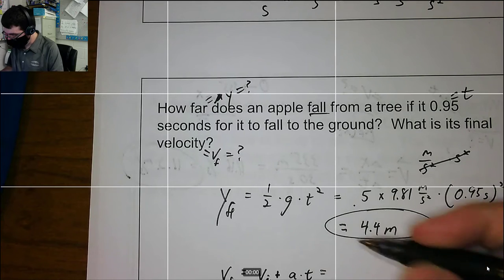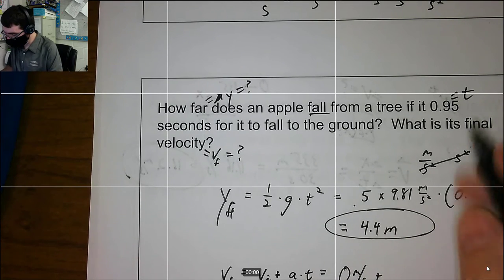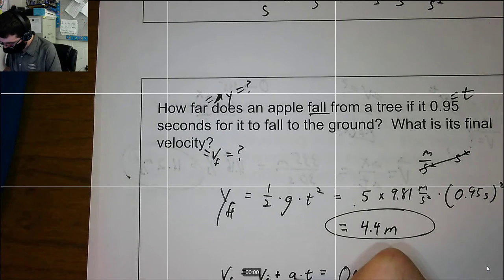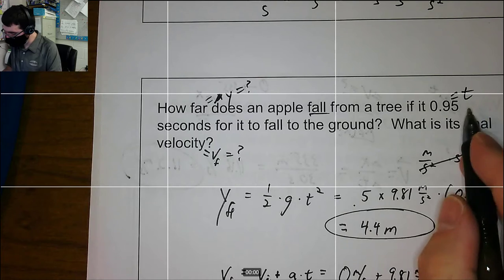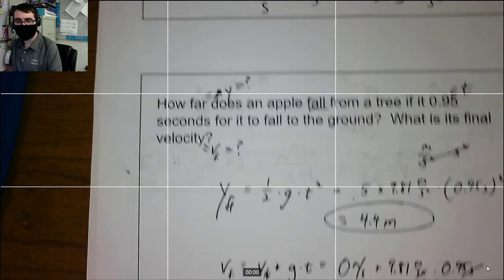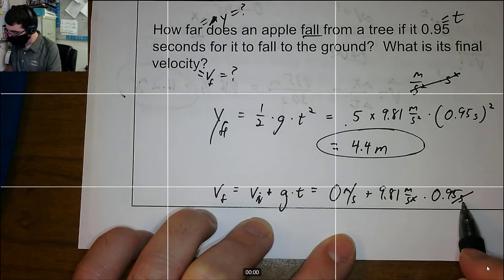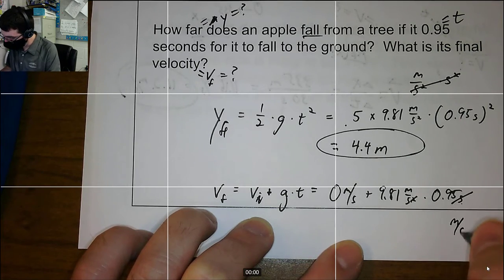So then it had no initial velocity, so that would be 0 meters per second plus a times t. That's the special case of acceleration due to gravity, so 9.81 meters per second squared. Time here is 0.95 seconds. So then we cancel out the seconds with the, sorry, I got off the page there. Screen there. Seconds times the seconds squared. That's going to give me meters per second for my units.